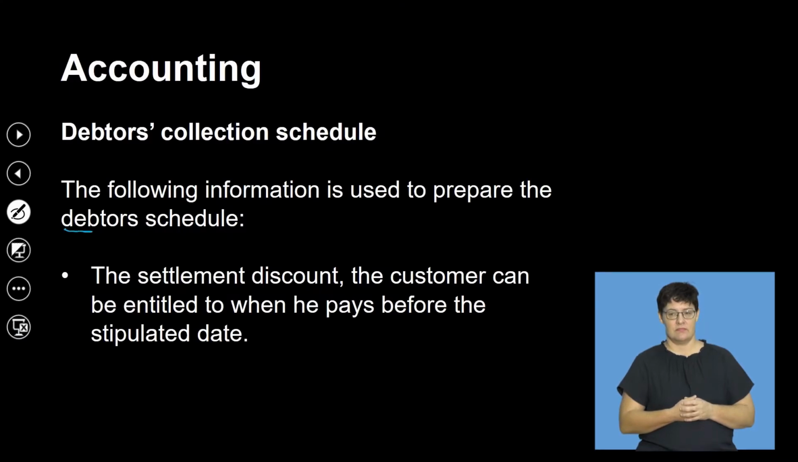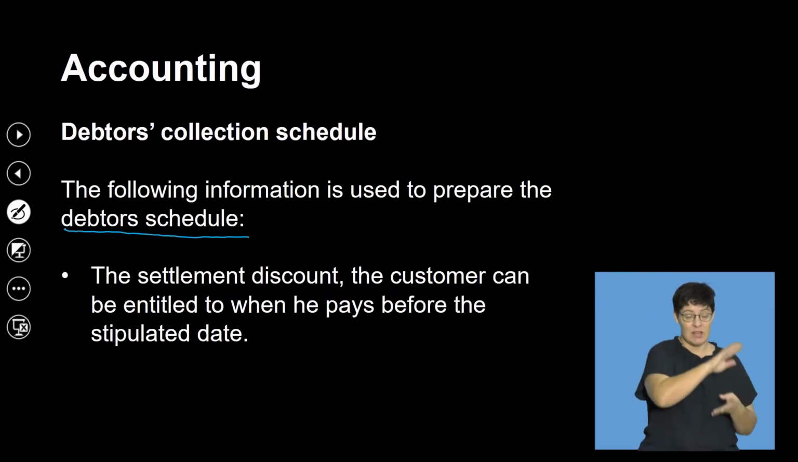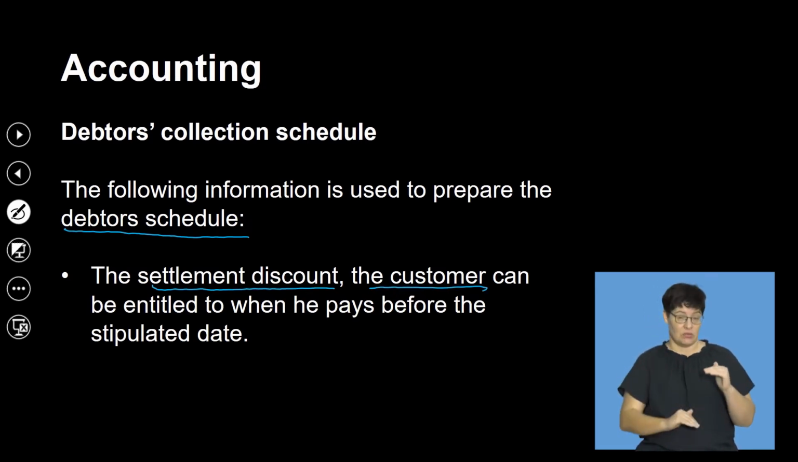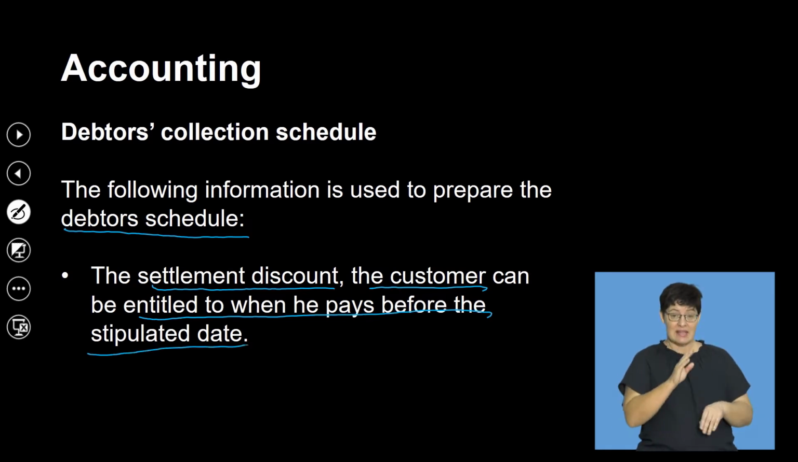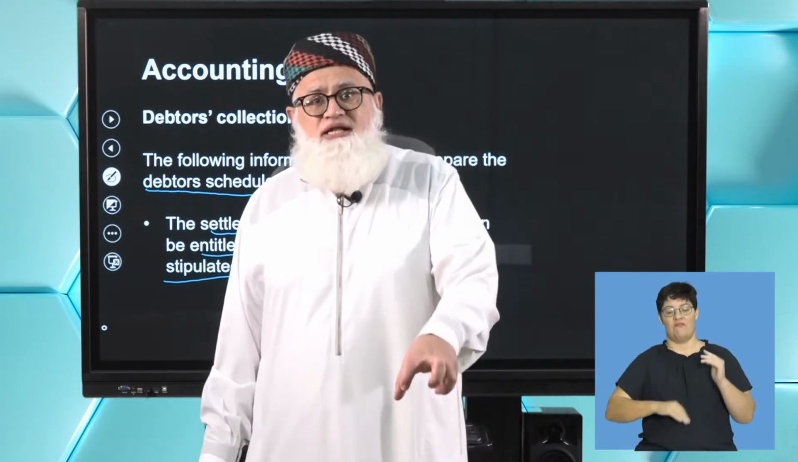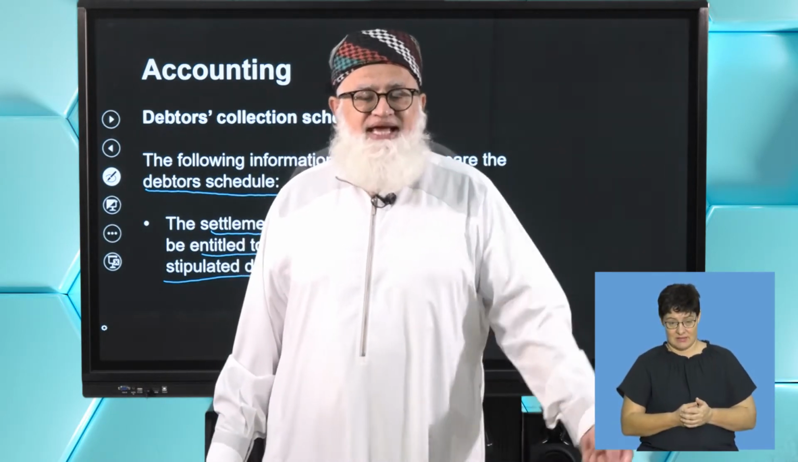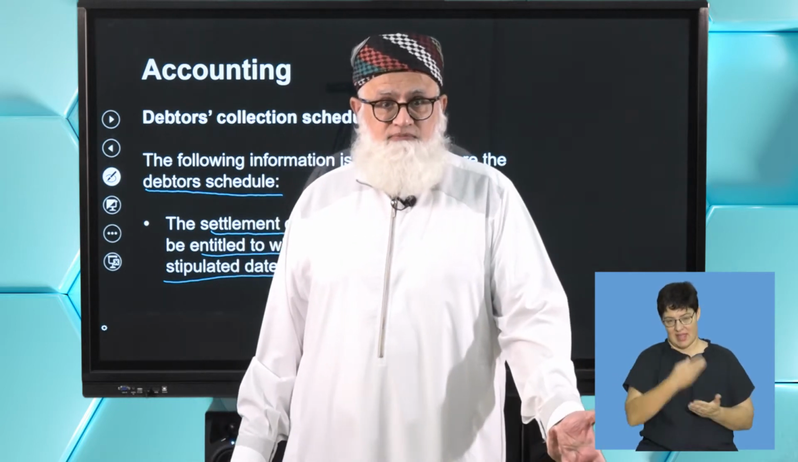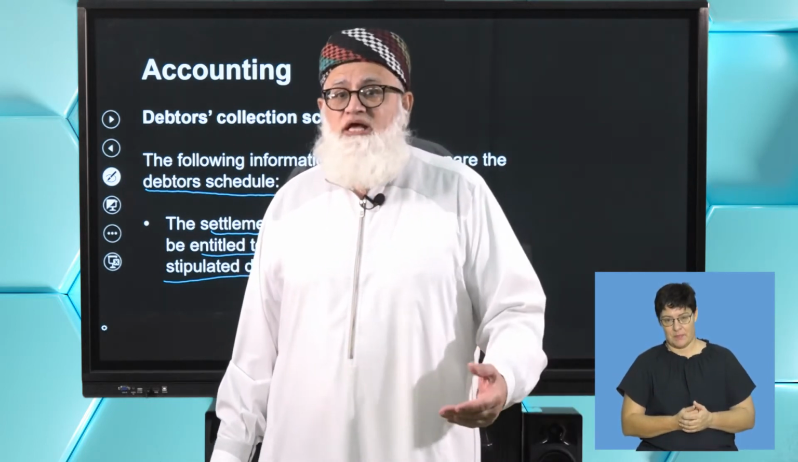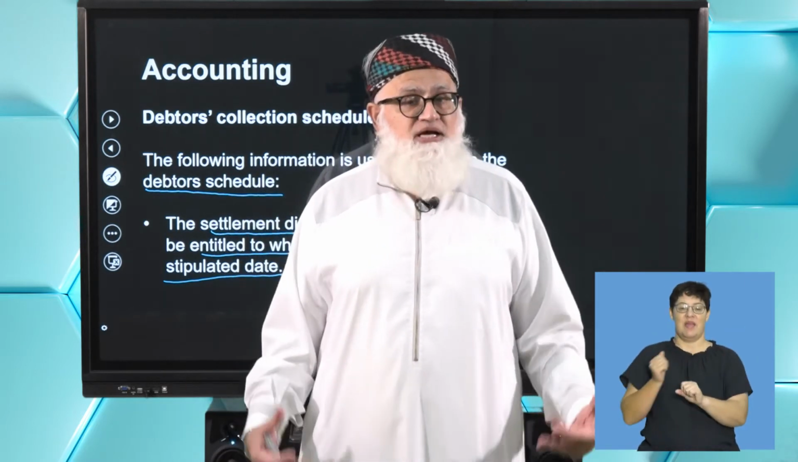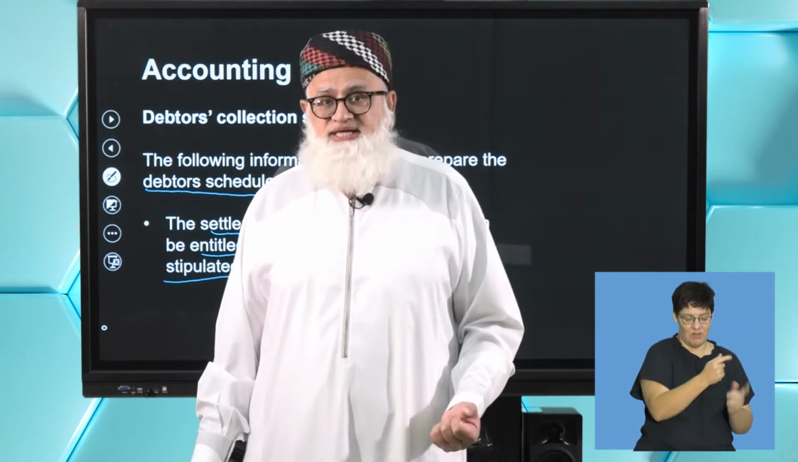When dealing with your debtor's collection schedule, remember the settlement discount the customer can be entitled to when he pays before the stipulated date. For example, if you tell your debtors, if you settle your account within 30 days, you are entitled to a 5% discount. Okay? So obviously, you'll see when we go into the calculations how that would impact on our collections from our debtors.